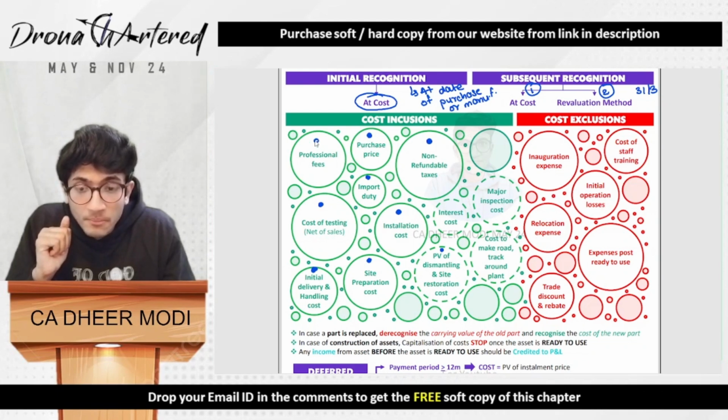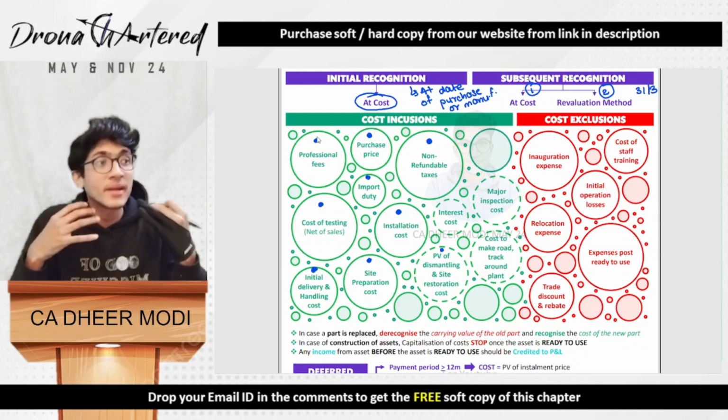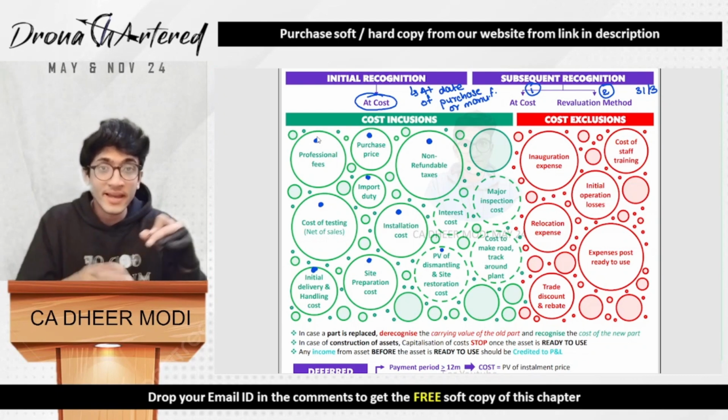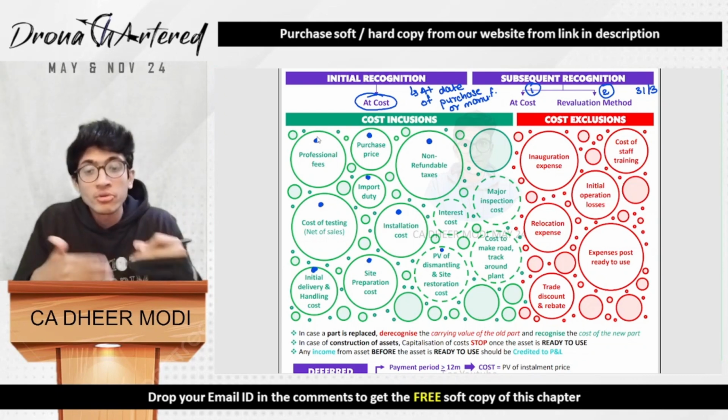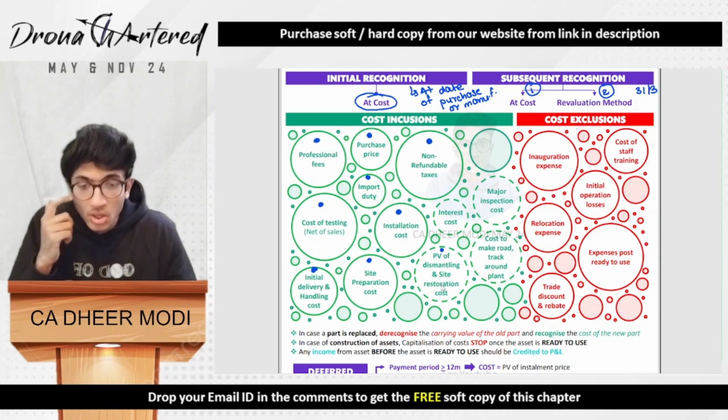Then is your professional fees. So your professional fees is any fee you paid to someone, for example, to check what height of building this land can have. So you'll be paying some professional fees in such a case. This professional fee will also be added to cost.